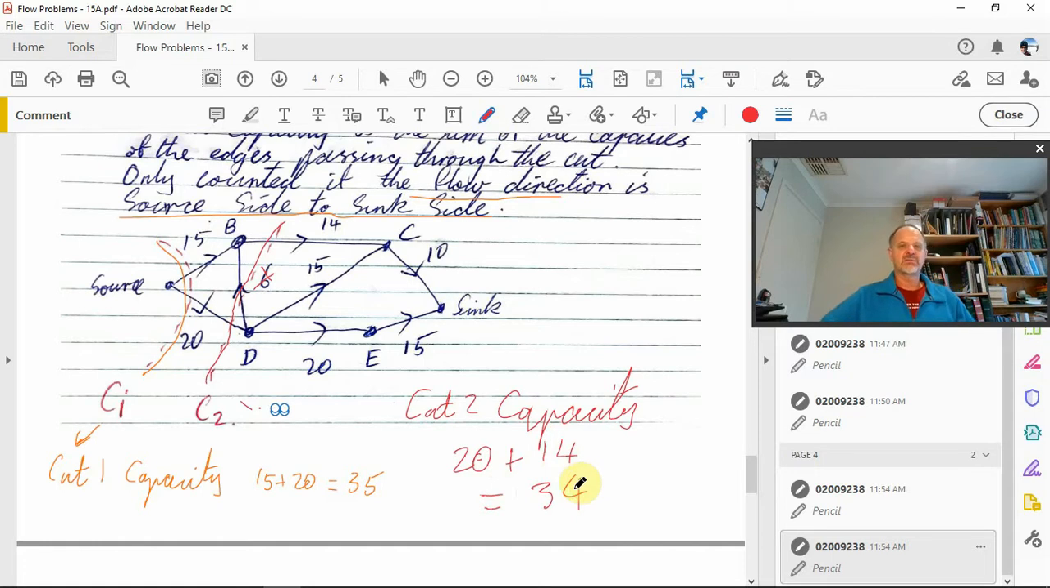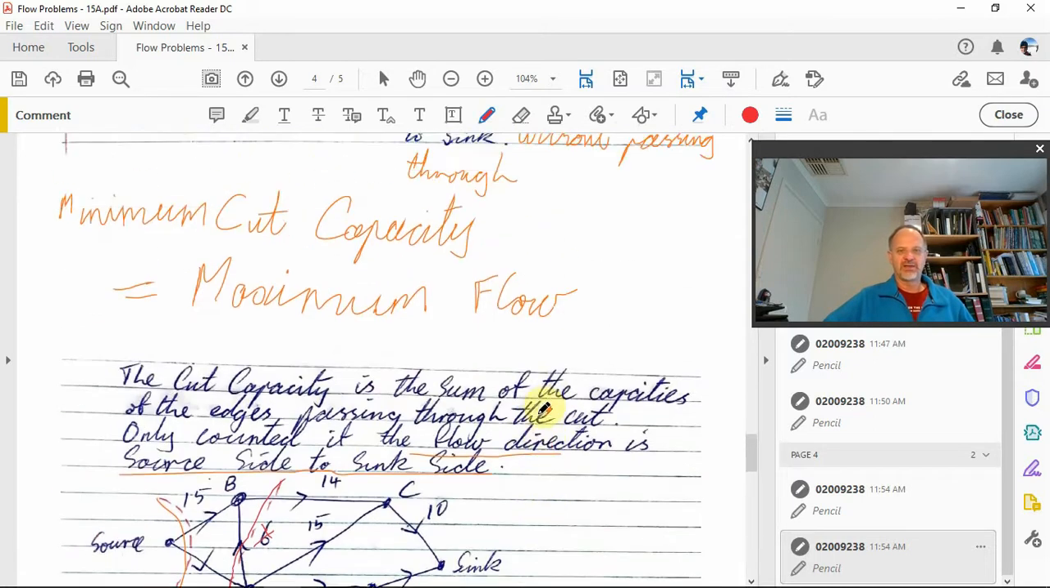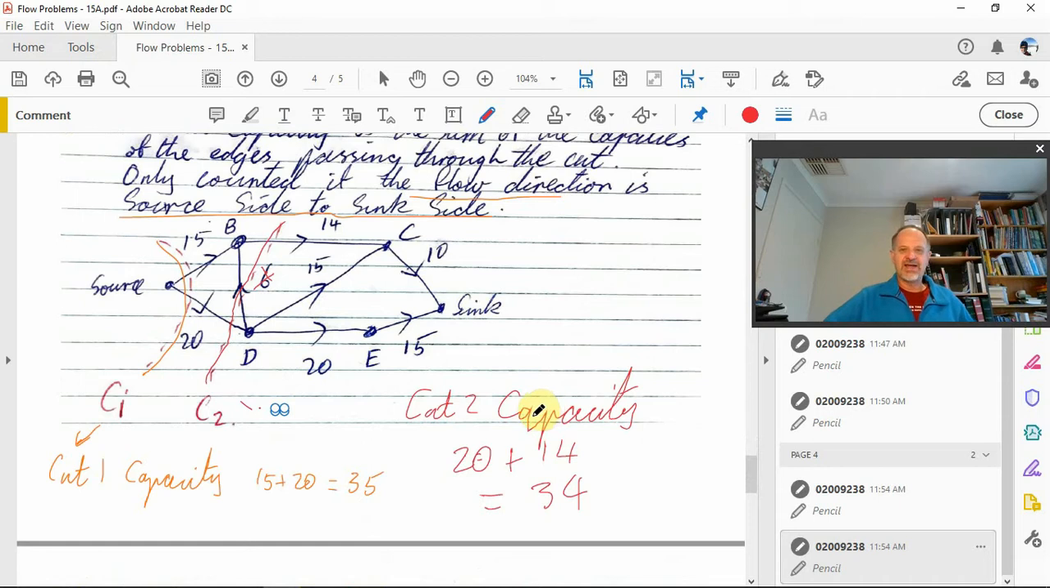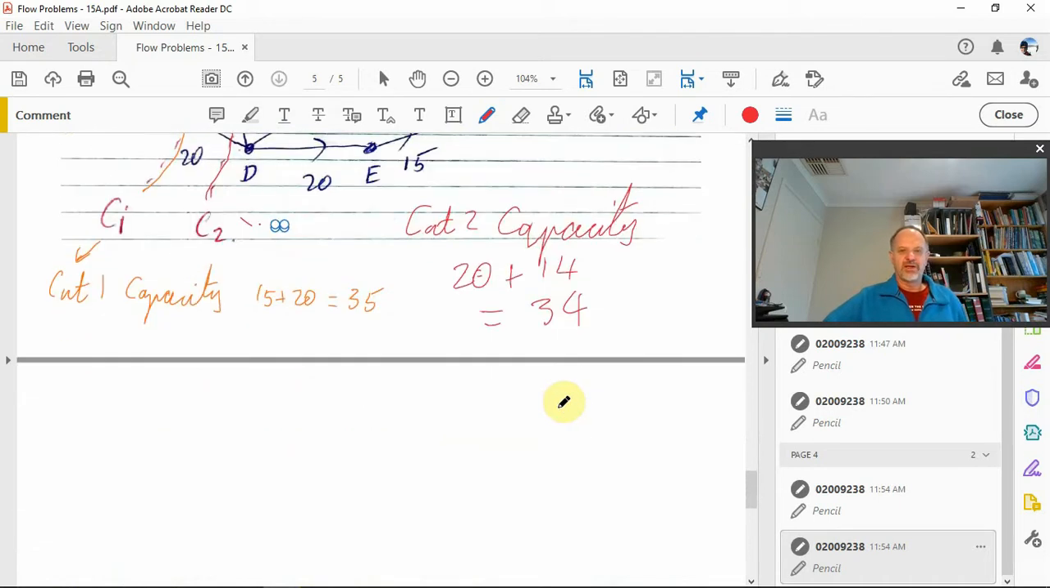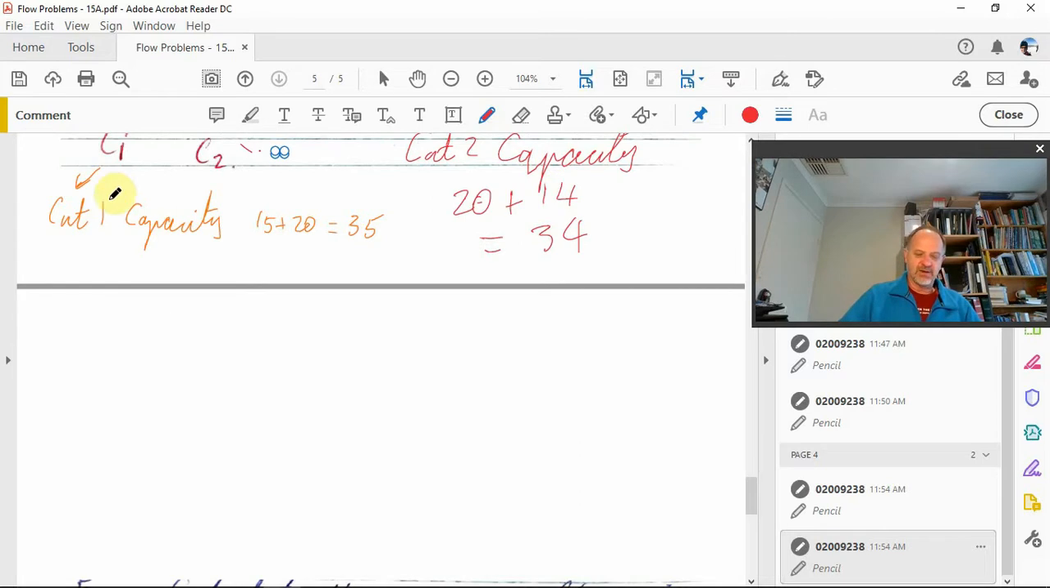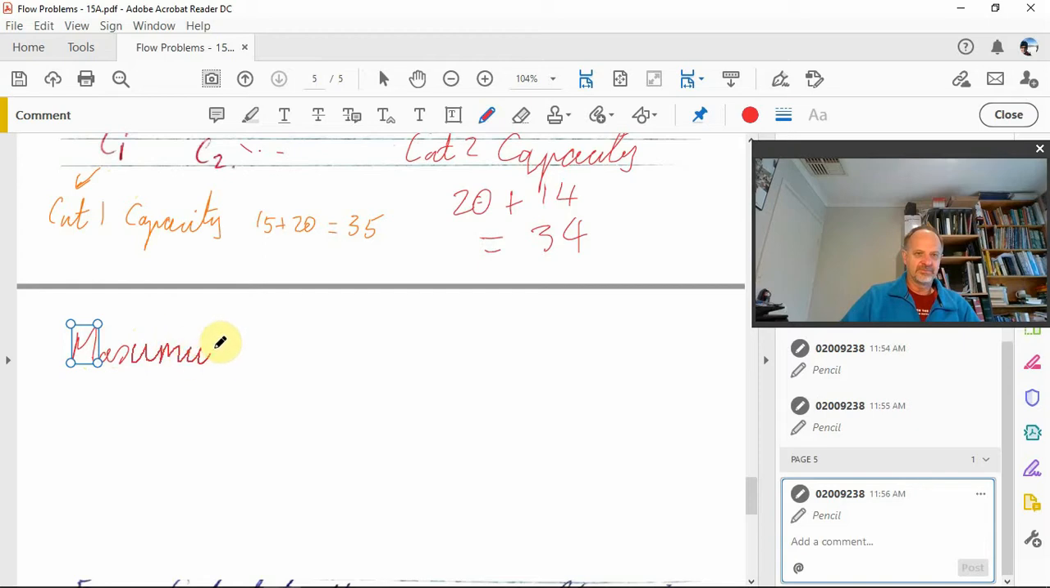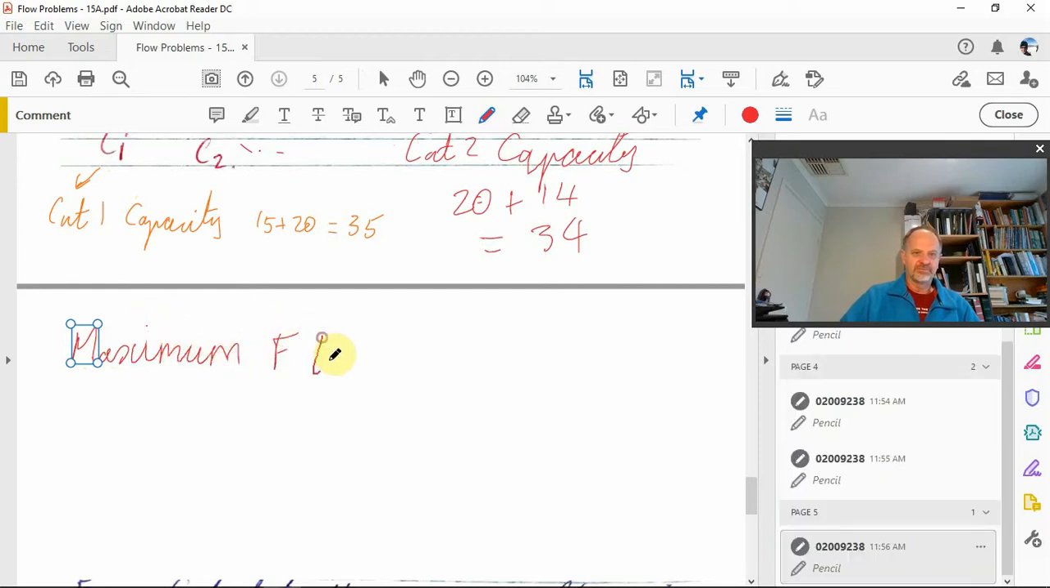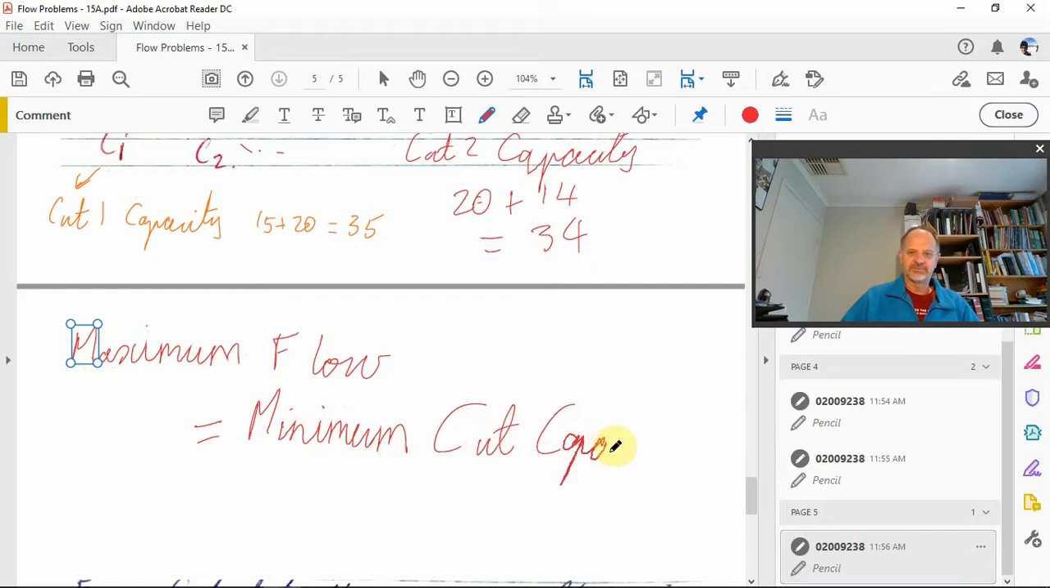All right, and so the maximum flow from the source to the sink is determined by this cut 2. We can use our cuts, as I already set up here, to work out our maximum flow, and I'll just rewrite that again. So our maximum flow is equal to minimum cut capacity.